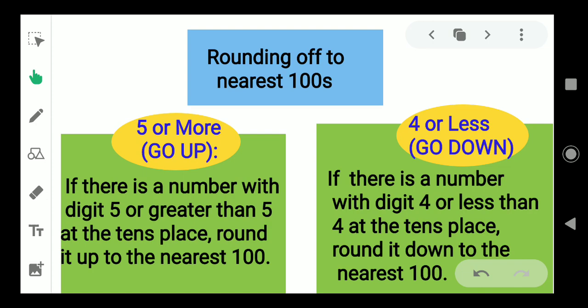Next one is if the number is 4 or less. If there is a digit 4 or less than 4 at the tens place, round it down to the nearest 100. 4 or less means we should round it down. 5 or more, we should round it up.